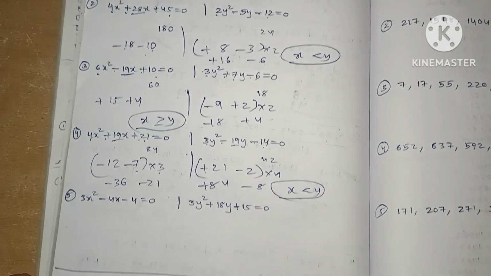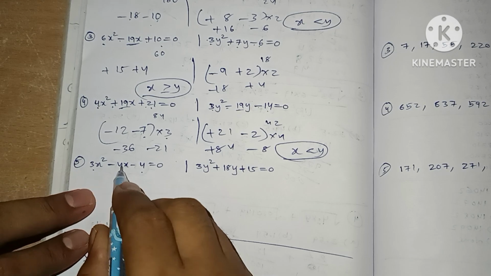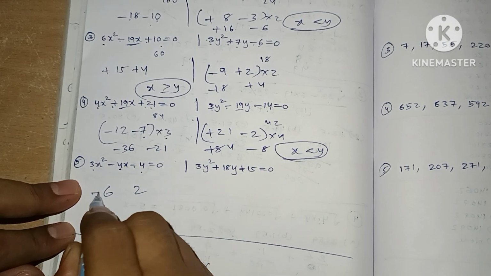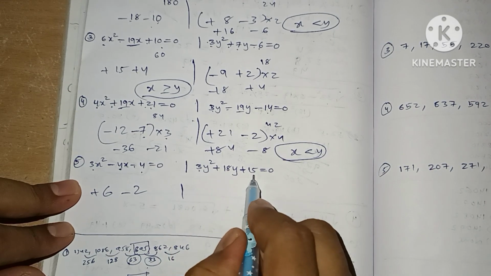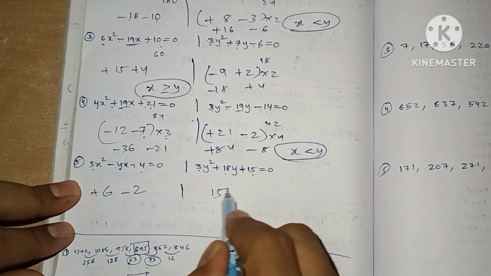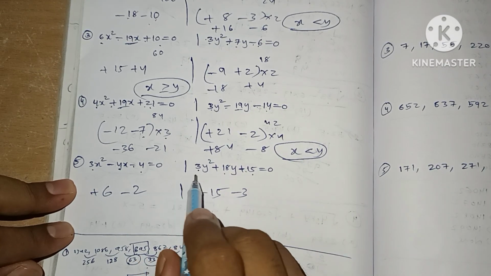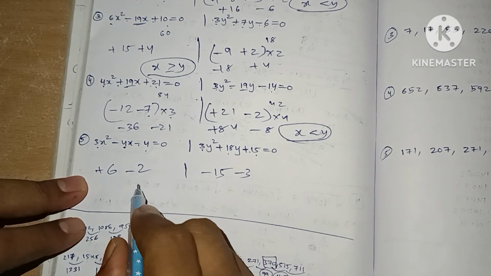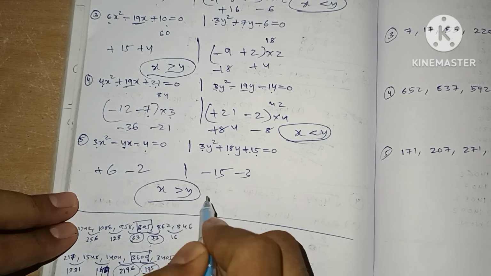Okay. Next, fifth one. Here 3 4 times 12. We need to get 4, means 6 2 times. Minus and minus means plus and minus. Here 3 15 times 45, and we need to get 18. So 15 3 times. Plus and plus means minus and minus. Here the bases are equal. So we compare these two. It is clear that x is greater than y.